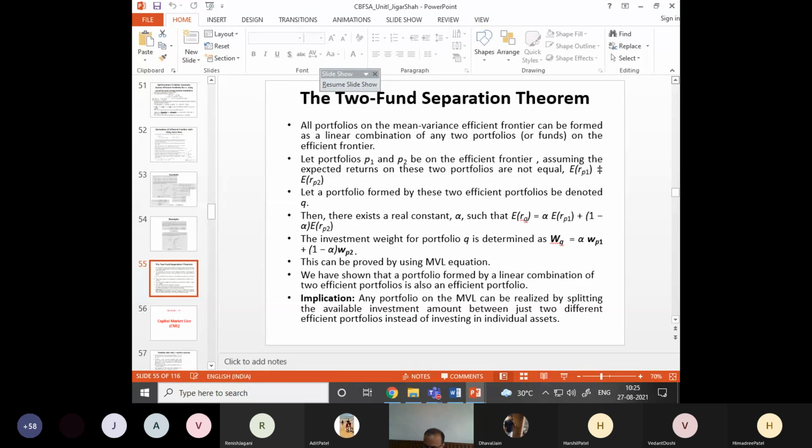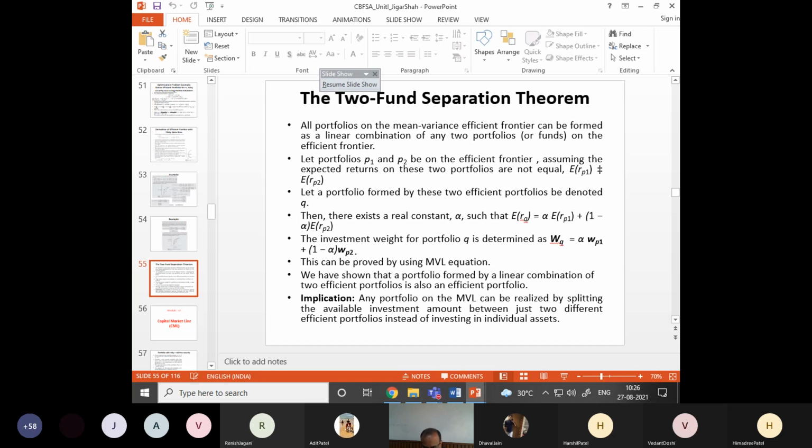Suppose I have two portfolios and I want to frame a third portfolio by having the securities of both portfolio 1 and 2, and that should also be on the efficient frontier. I can use this simple equation. Alpha can be any real constant and I can have this ERQ. Once I find ERQ, I can find the weight vector WQ, and also the risk corresponding to that, sigma Q square. This WQ vector you can find if you know the WP1 vector and WP2 by the same linear relation, WQ equal to alpha WP1 plus 1 minus alpha WP2.